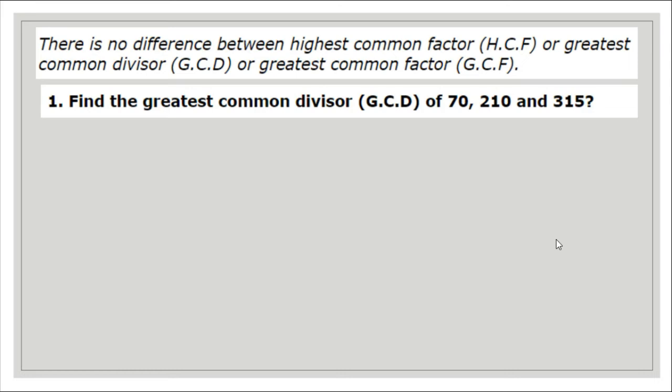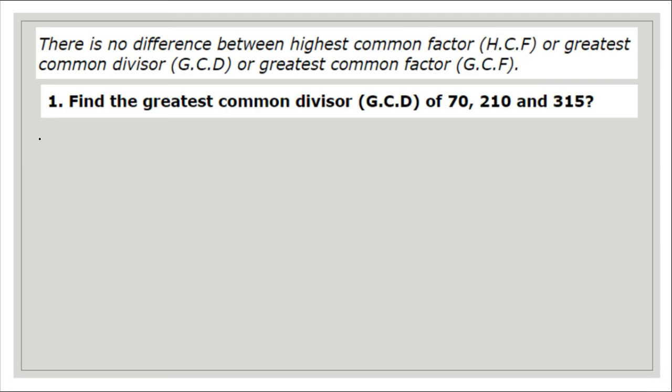You must make a note that there is no difference between highest common factor, greatest common divisor, or greatest common factor. In case more than 2 numbers are given, say for example, find the greatest common divisor of 70, 210 and 315. Now how do we work? Let us follow the same procedure.